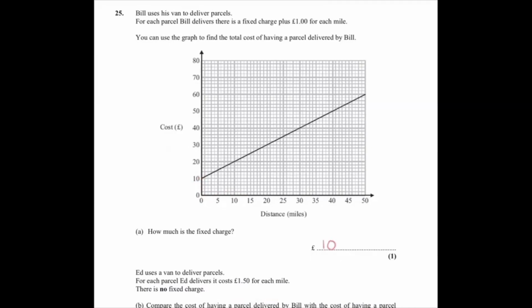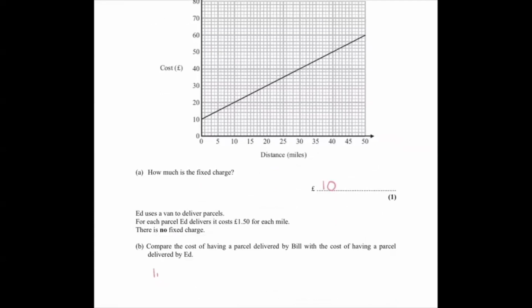Now, Ed uses a van to deliver parcels. For each parcel Ed delivers, it's £1.50 a mile. So we know that he's going to charge £1.50 for 1 mile. If we just times the whole thing by 10, that would be £15 for 10 miles. And I'm just going to pop some labels here so I don't get confused. I could double that. Just want to get a feel for what he is actually charging. I could also plot this onto my graph. So at 20, it would be 30.